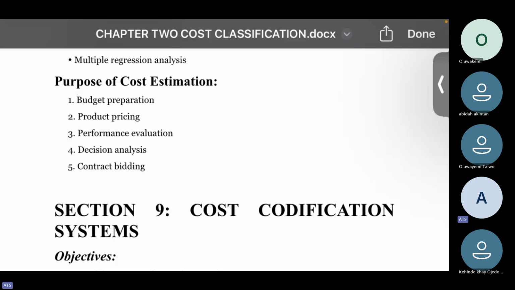And then, yes, decision analysis as well. So after performance evaluation, you want to be able to take decisions like, do you need more employees here to assist, or do you need to put somebody else in charge of negotiating with suppliers and things like that?